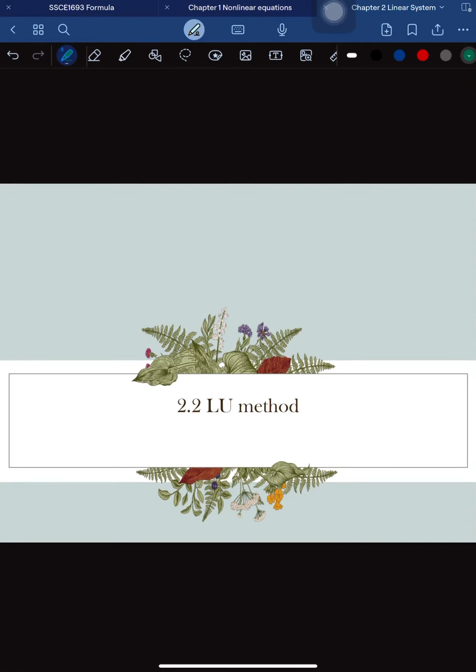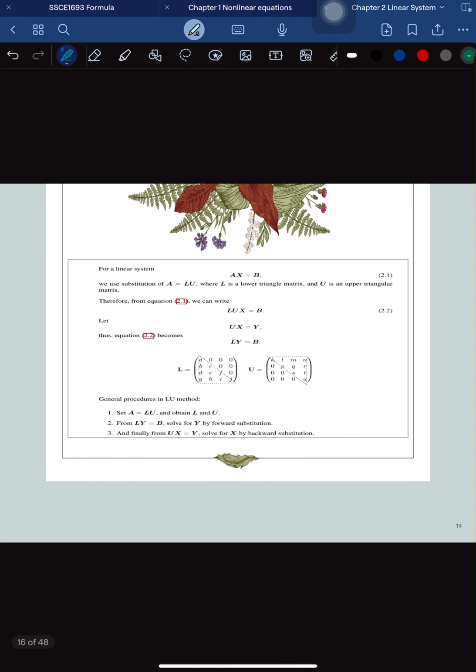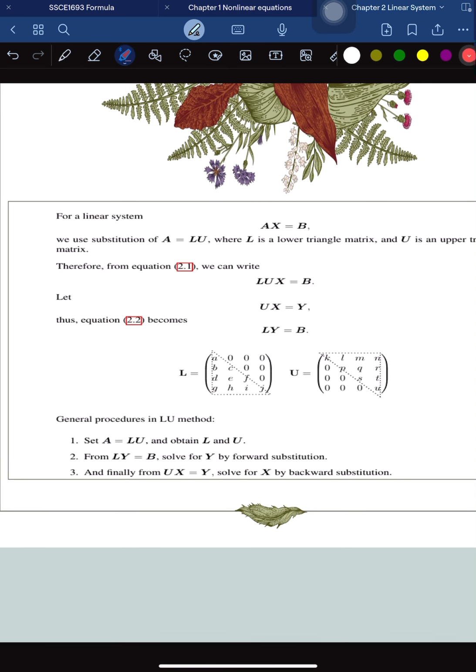Okay, for the LU methods, we have three methods under the LU method. First, Doolittle. Second, Thomas algorithm method. And the last one is Cholesky method.